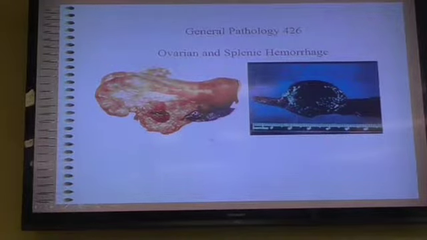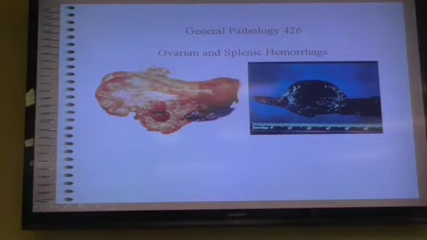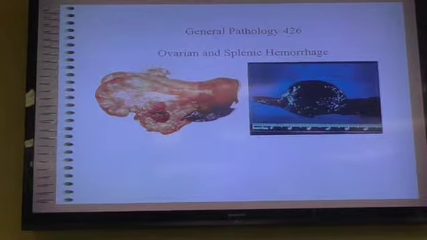Hemorrhage involving the ovary, there. And hemorrhage in the spleen, there. By the way, what do you think probably caused the hemorrhage in the ovary? Well, around it. Ectopic pregnancy? No, it wasn't an ectopic pregnancy. A rectal exam? Mm-hmm.